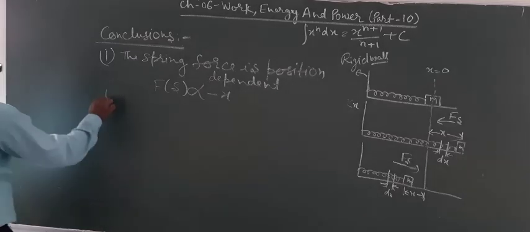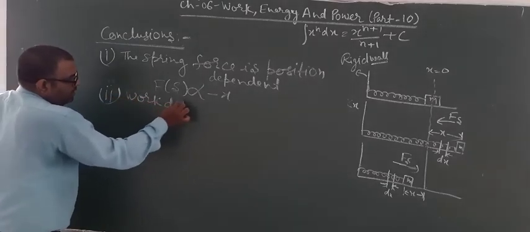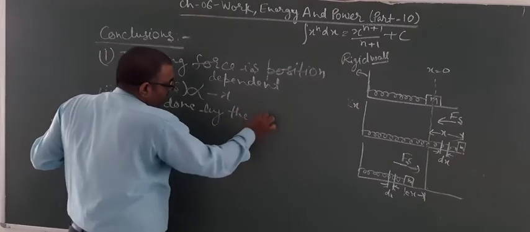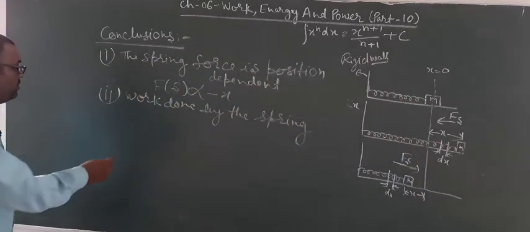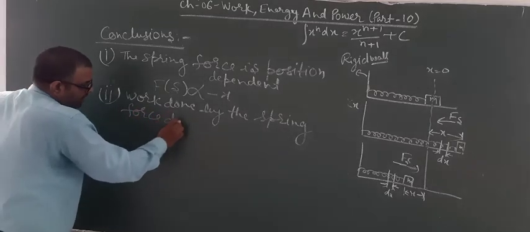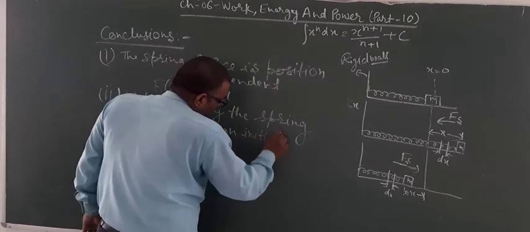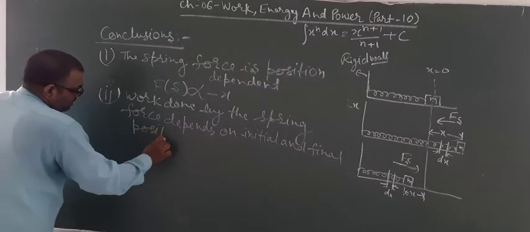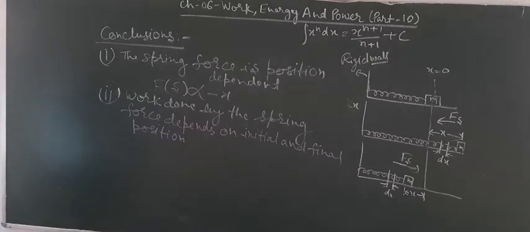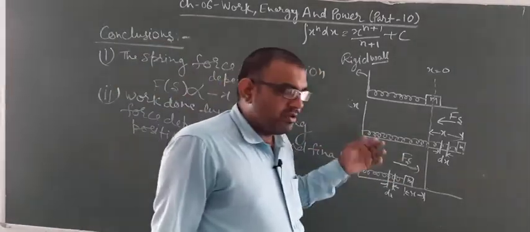Second is work done by the spring force. Work done by the spring force depends on initial and final position. Work done by a spring force depends upon initial and final position, not upon the path followed by the spring while moving from its initial position to final position.